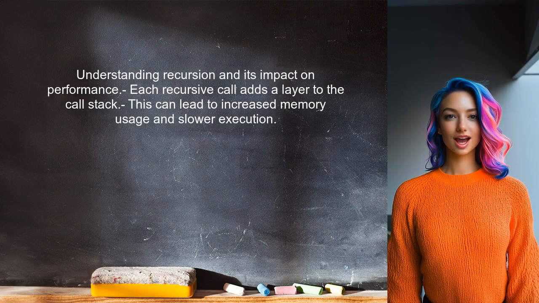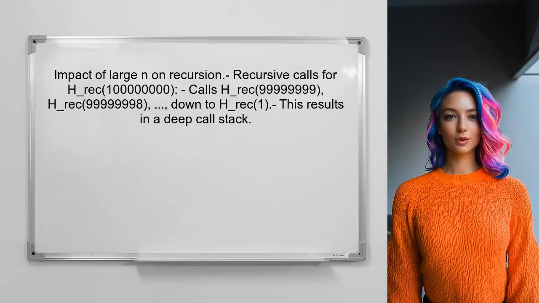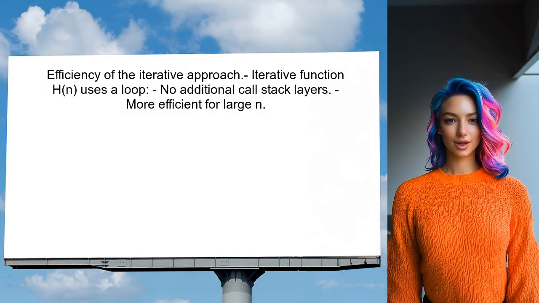To understand why the recursive version of the harmonic series is slower, we first need to look at how recursion works. Each time the user calls the recursive function, it adds a new layer to the call stack. In the case of the recursive function, the user is making a call to itself for every single value of n down to 1. This means that for large values of n, like 100 million, the function will make a massive number of calls. On the other hand, the iterative version calculates the harmonic series using a loop. This approach does not add layers to the call stack, making it much more efficient for large values of n.